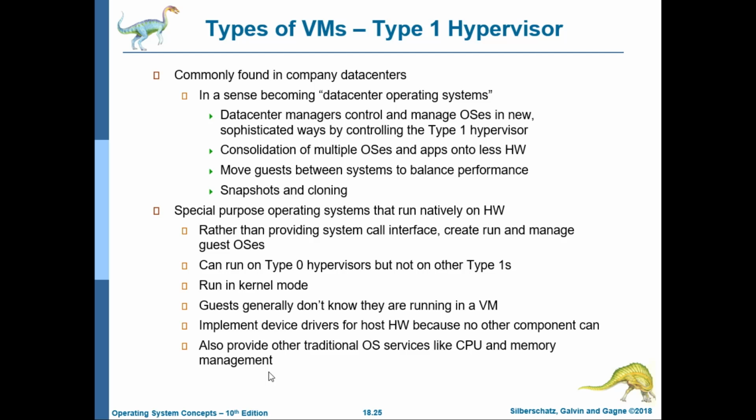There are also special purpose operating systems that run natively on hardware. That is another variation of type 1 hypervisors. Aside from company data centers, rather than providing a system call interface, they create, run, and manage guest OSs. They can run on type 0 hypervisors but not on other type 1s, and they run in kernel mode. The guests generally don't know they are running in a virtual machine. They implement device drivers for host hardware because no other component can, and also provide other traditional OS services like CPU and memory management.